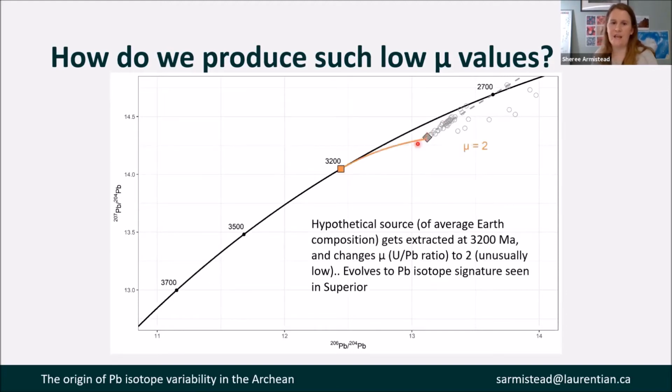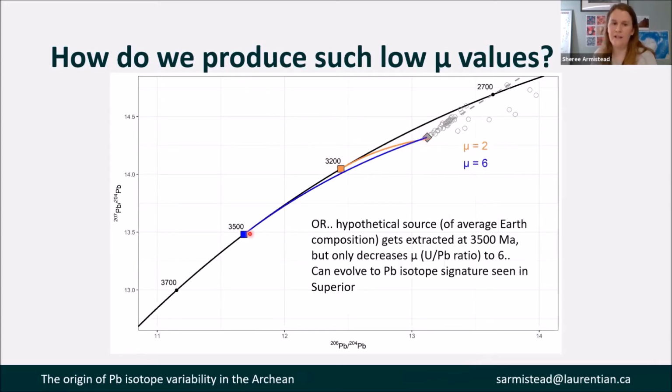So for a first example, this is a hypothetical source that has an average composition. It gets extracted at around 3.2 Ga, and it changes its mu to 2, which is really low. This is the lowest mu signature that we could expect to see, really. And this then would evolve to have a lead isotope signature like what we see at Superior.